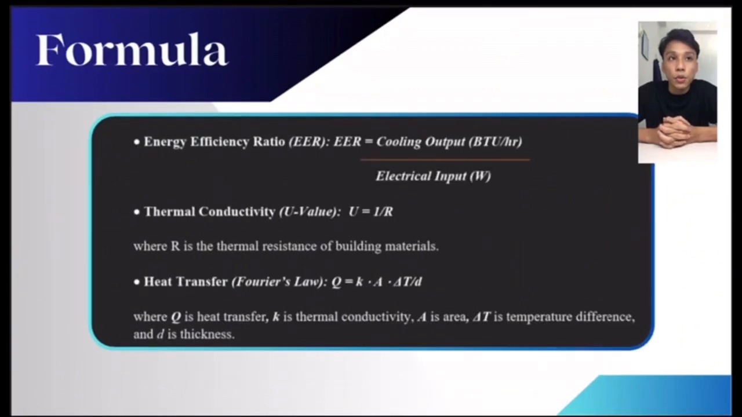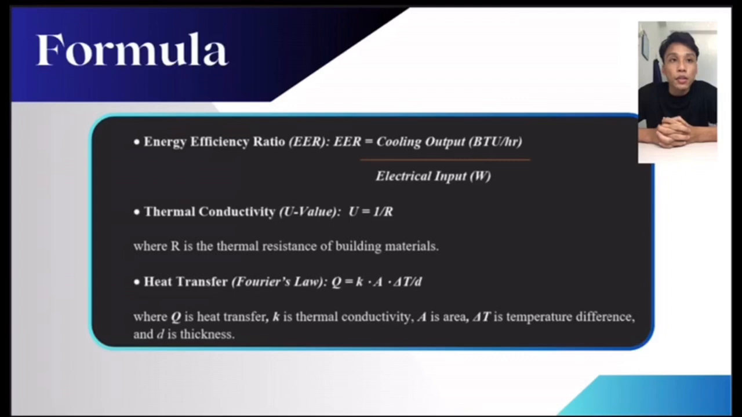Energy efficiency ratio, EER. The formula is EER equals cooling output, in BTU per hour, divided by electrical input, in watts. So EER is used to measure the performance of an object. If EER is higher, it means that the efficiency of the object is higher.